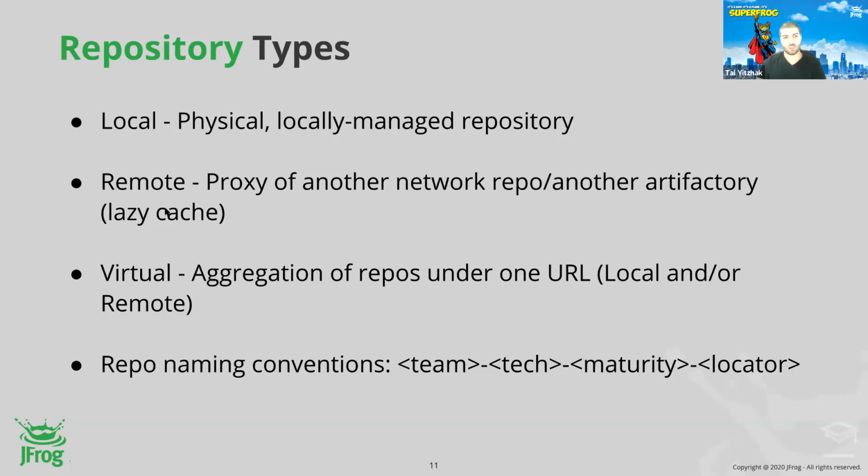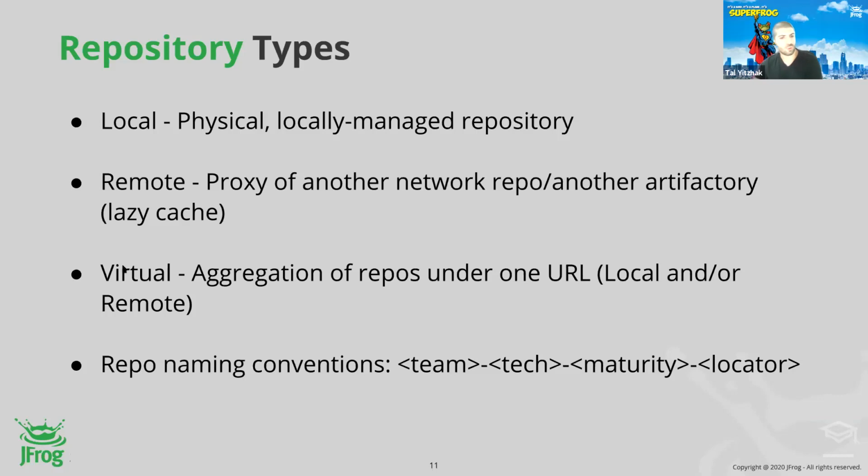Remote repositories, we talked about them before. They are used to proxy, and they serve as a lazy cache for bringing you the relevant dependencies from the outside world. So for example, we talked about building a Docker image, and in terms of Docker, a remote repository might be pointing to Docker Hub. So when you build your Docker image, you will communicate with a remote repository that will serve as a lazy cache. It checks if it has the binaries already stored in Artifactory, and if they are not there, it will bring them for you. So it's lazy. It only brings them when they are needed.